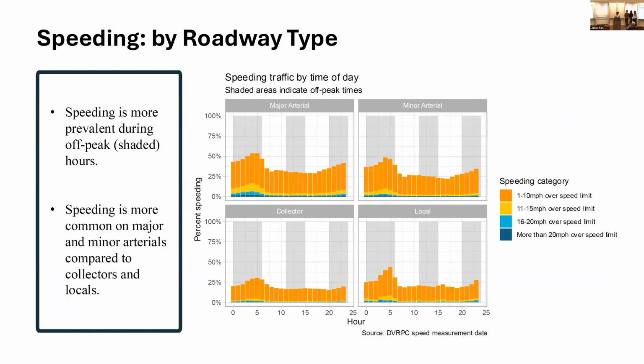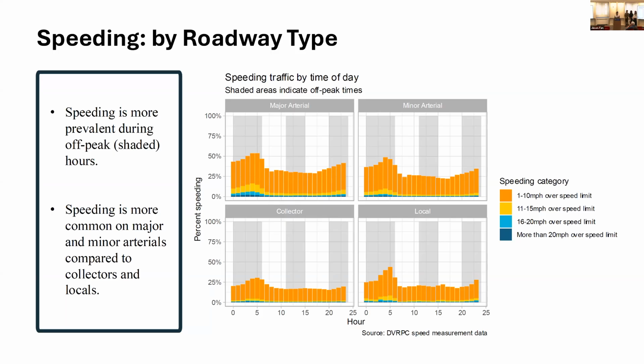These charts draw on DVRPC's speed measurement data and show the share of vehicles exceeding the posted speed limit at each hour of the day, disaggregated by road classification. The shaded regions in gray indicate the off-peak hours. Two findings are immediately visible. First, across all road types, the off-peak shaded hours show higher speeding rates than the peak hours. The relationship between congestion and speeding is consistent. When traffic volumes fall, speeding rises.